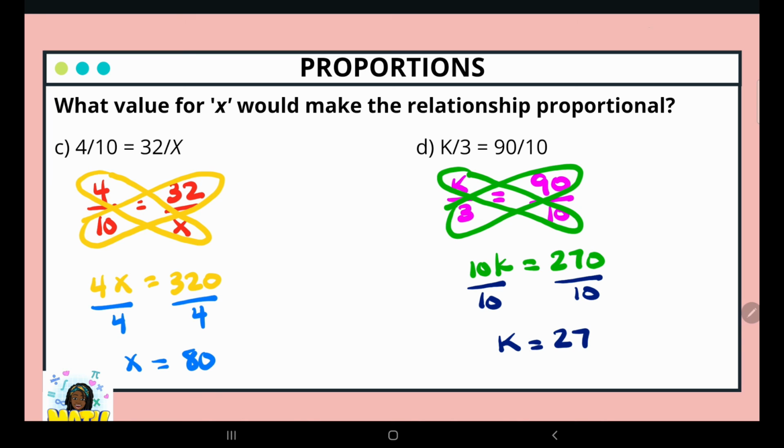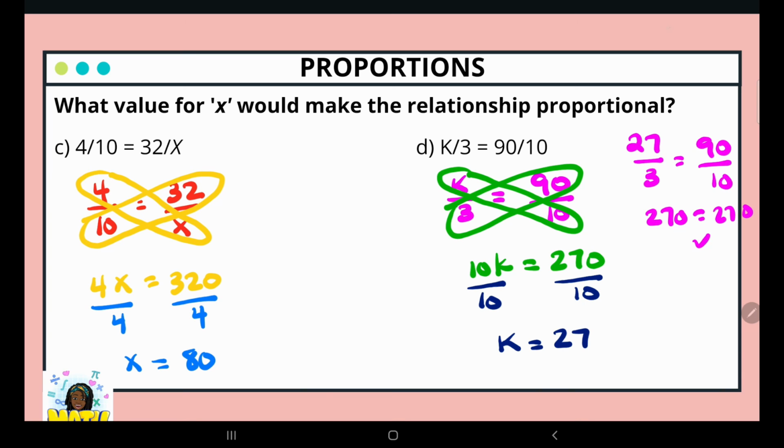And if we wanted to prove it, we can plug that in and simplify the ratios. So 27 over 3 equals 90 over 10. We can use our cross multiplication. 27 times 10, I happen to know, is 270. 3 times 90 is 270, so it definitely works out as a check.